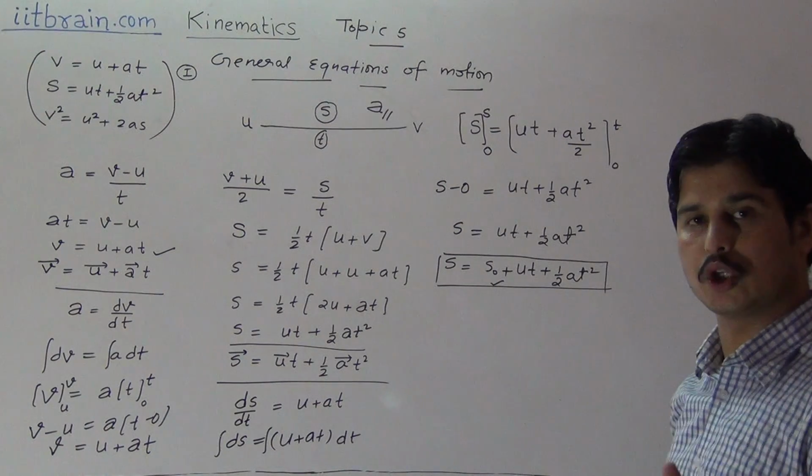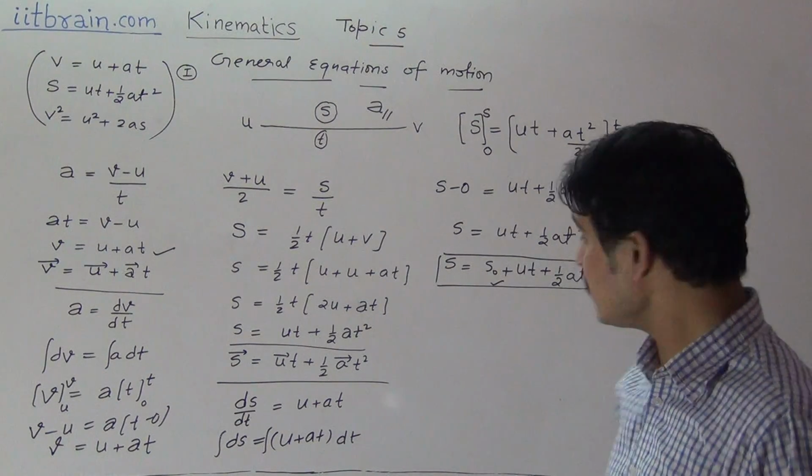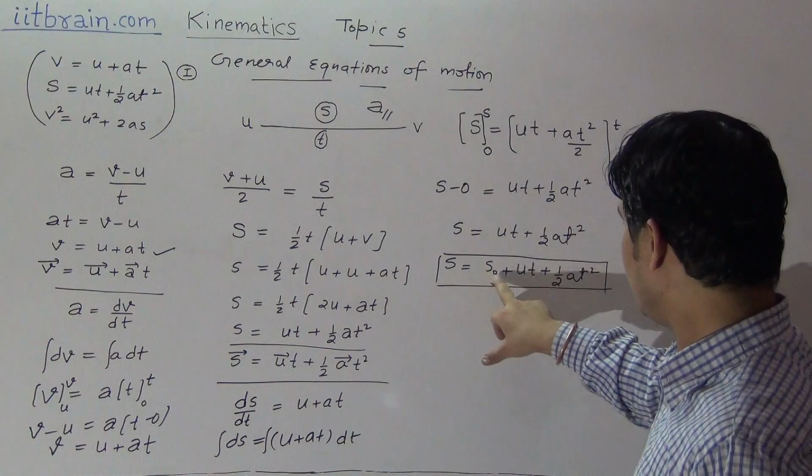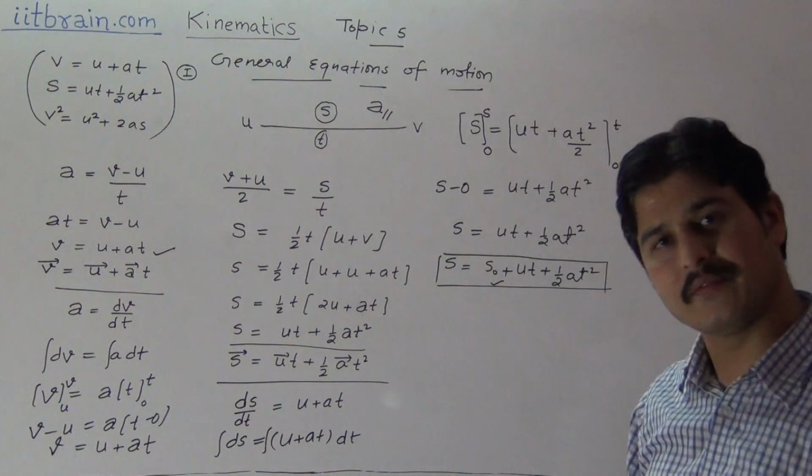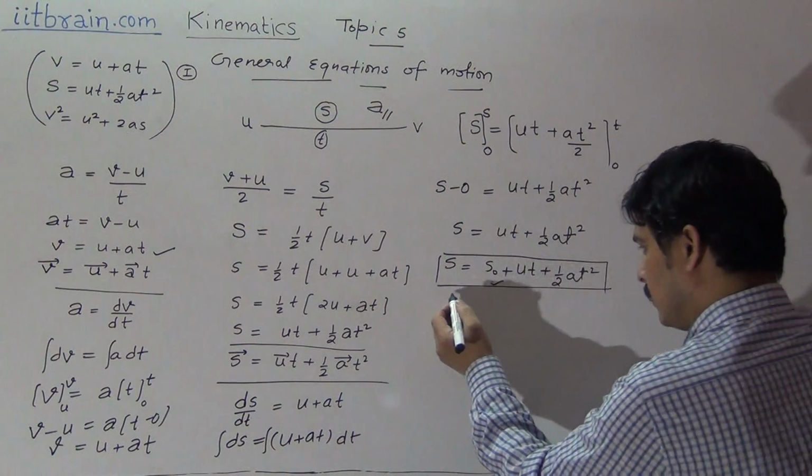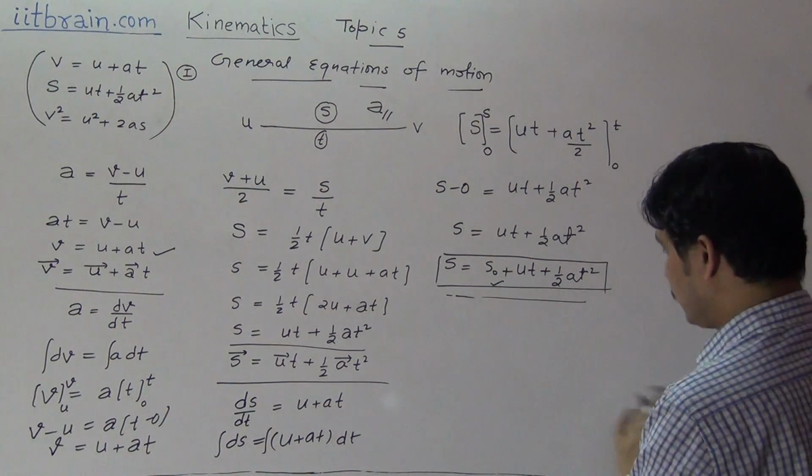If the initial position of the particle is s naught, then the form of this equation will be s equal to s naught plus ut plus half at square. This is the second equation by calculus and by the normal method.